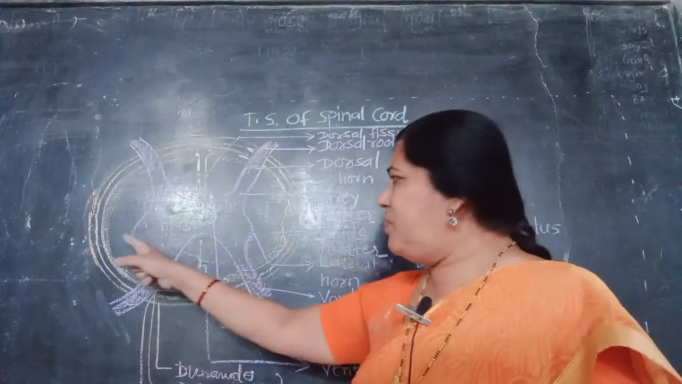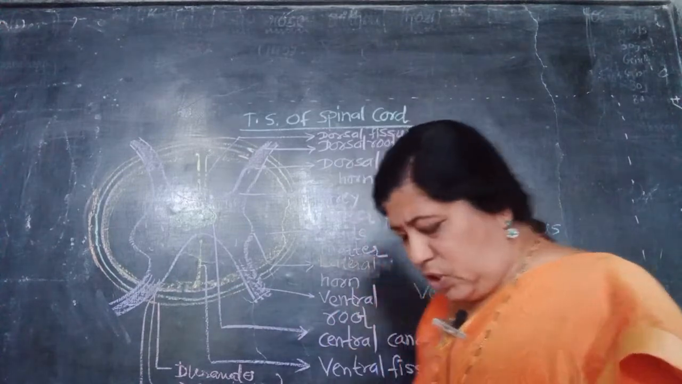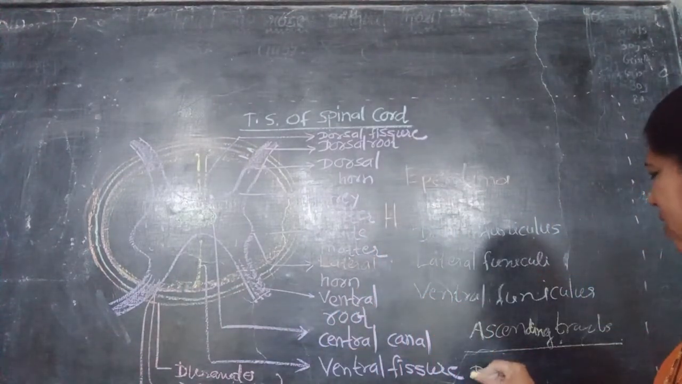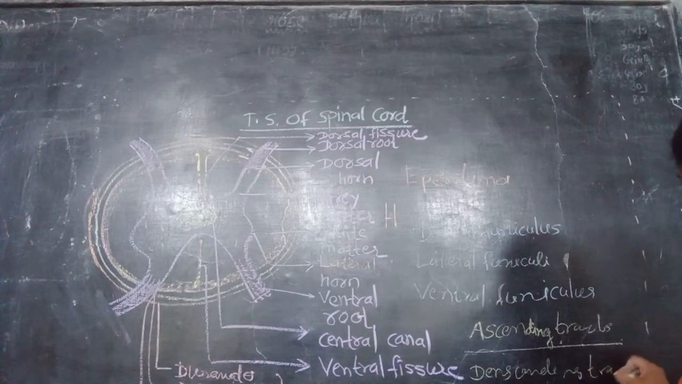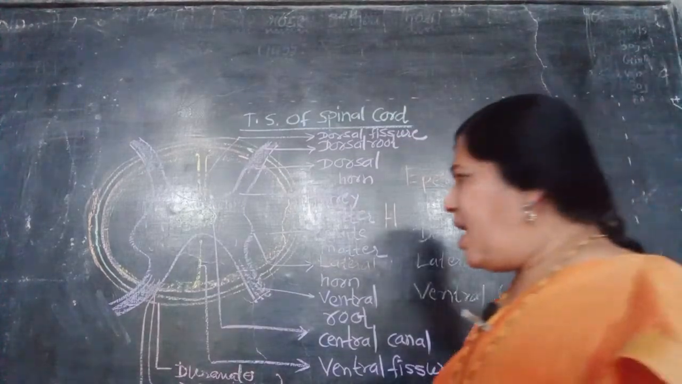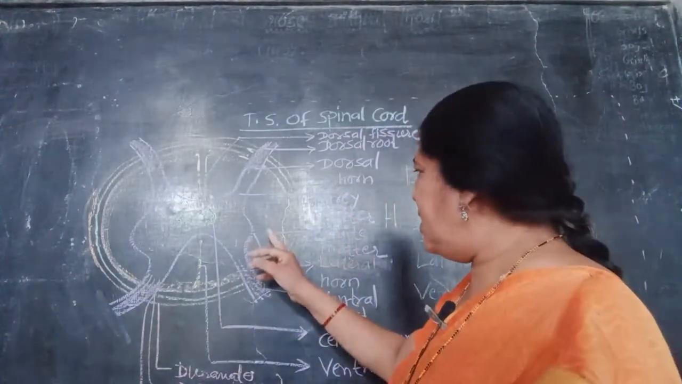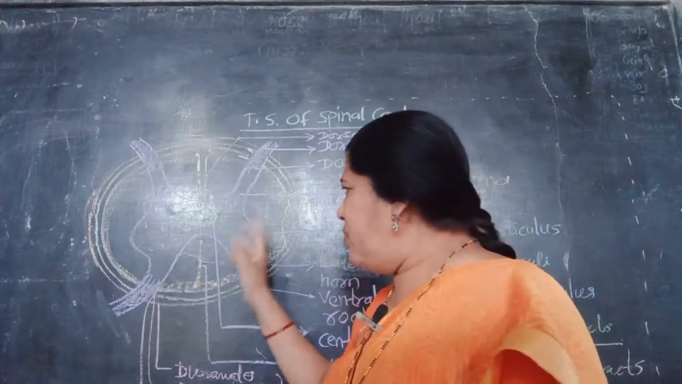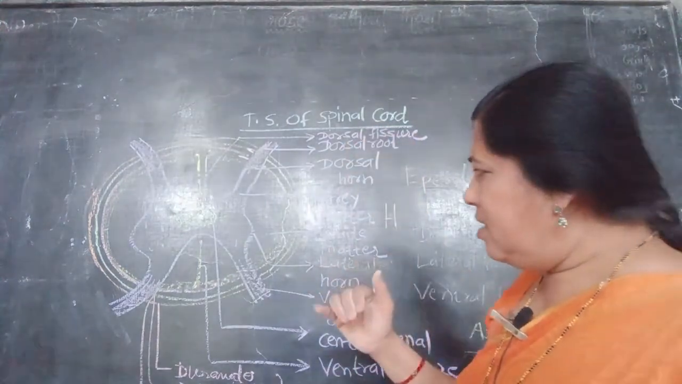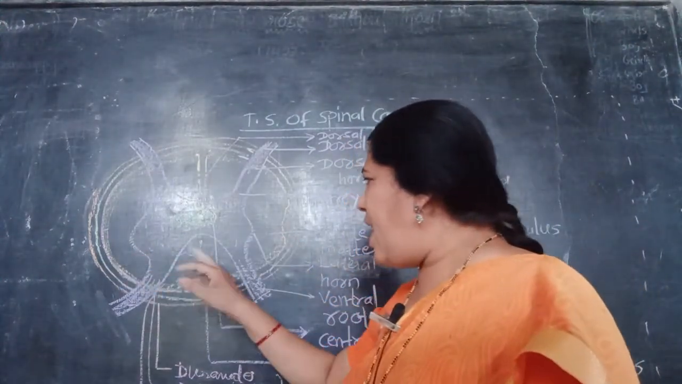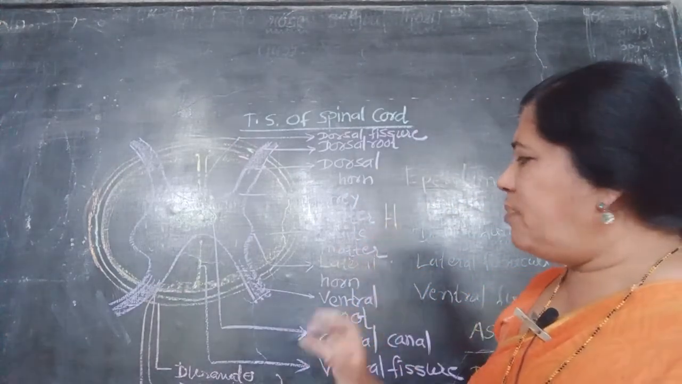Then the lateral funiculi and ventral funiculus consist of descending tracts or motor neurons. The descending tracts or motor neurons present in the lateral funiculi and ventral funiculus conduct impulses from the brain to the lateral funiculi and ventral funiculus. So in this way we have completed TS of spinal cord.